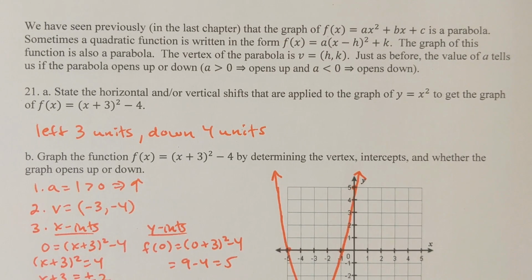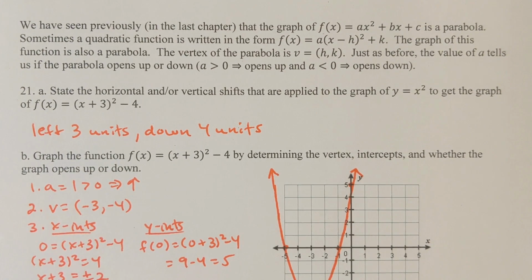On the next page, we have seen previously in the last chapter that the graph of a quadratic function is a parabola. Now sometimes a quadratic function is written in an alternate form. ax squared plus bx plus c, we sometimes call the standard form. And this other form here, a times (x minus h) squared plus k, we sometimes call vertex form. The graph of this function is also a parabola. It's just written in a different form.